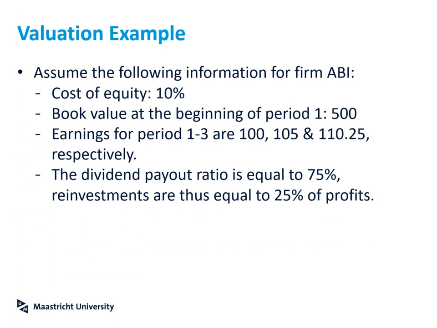Now let's look at an example in which we're going to apply all of this. We have the following information for firm ABI. They have a cost of equity of 10%. The book value at the beginning of period 1 is 500. Earnings for periods 1 to 3 are 100, 105, and 110.25. And we know the dividend payout ratio is 75%, which also means that the reinvestments are equal to 25% of the profit.